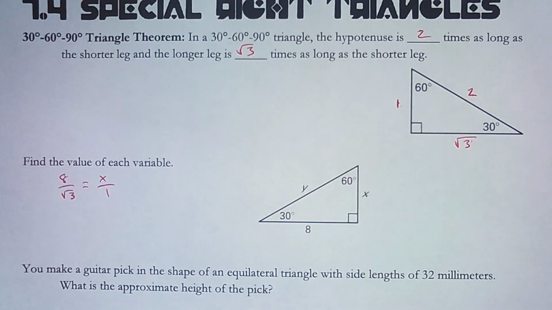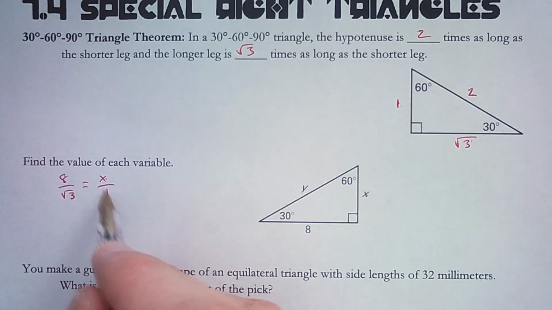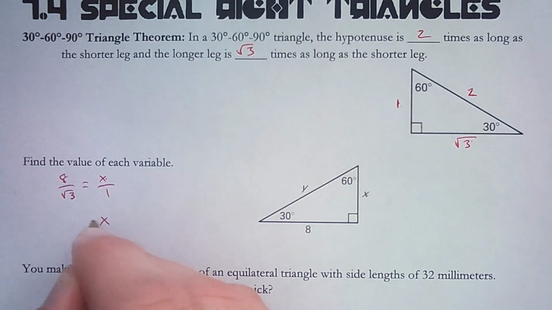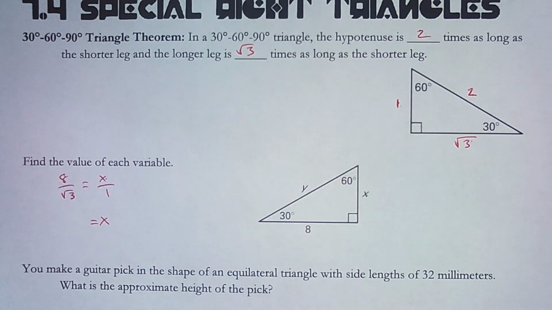Okay, so our cross products, we don't even really need cross products. We have x over 1. Okay, so x is by itself. X equals 8 over the square root of 3.